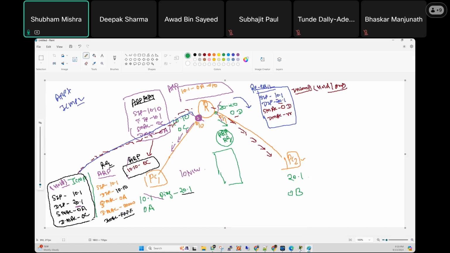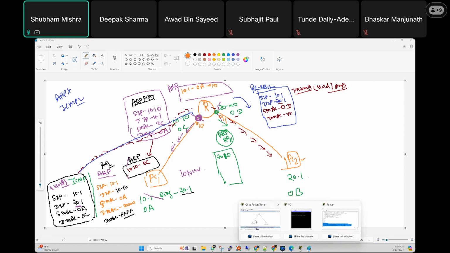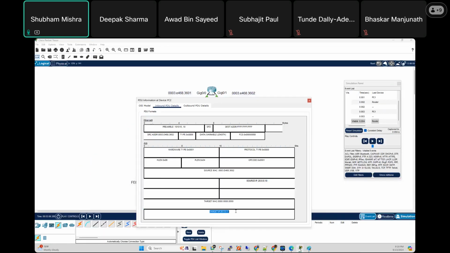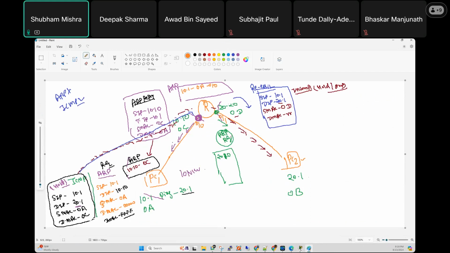Because the router is forwarding this packet through this interface, it means source IP will be 20.10. Yes, 20.10. So this is the source IP address. Now, what is the target IP address? 20.1, because this router is forwarding towards PC number 2. Clear?